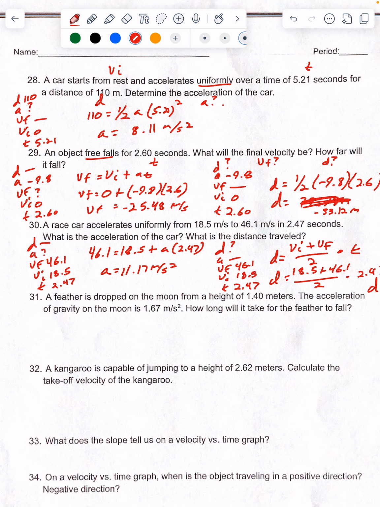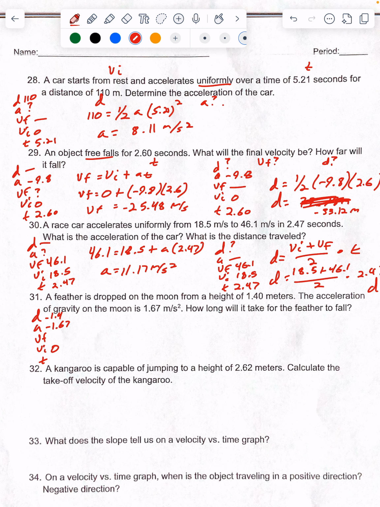31. A feather is dropped on the moon from a height of 1.40 meters. The acceleration of the gravity of the moon is 1.67 meters per second squared. How long will it take for the feather to fall? So D, A, VF, VI, and T. So we are dropping something, so VI is still 0, but we're not dealing with gravity from Earth. We're dealing with gravity from the moon, so that's negative 1.67 now. Even though I told you it's positive, this is where you got to know, well, it's going down, right? Okay, now it falls 1.4 meters, so it'll be negative 1.4 meters.